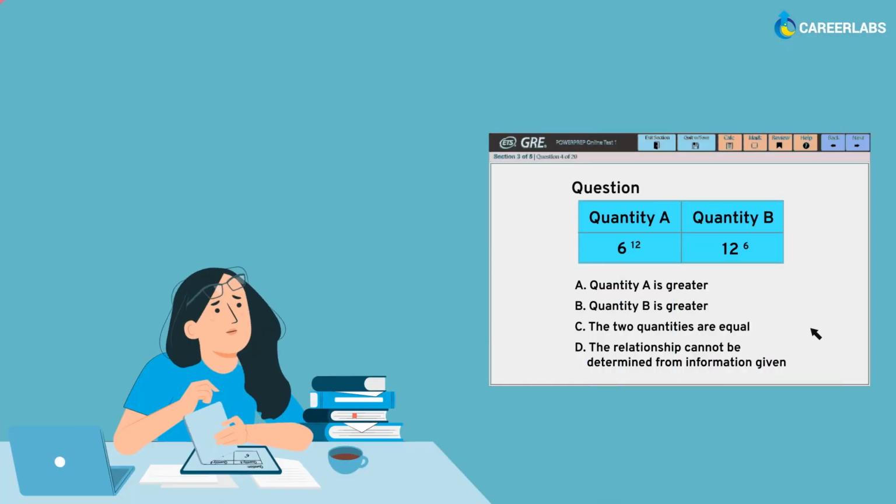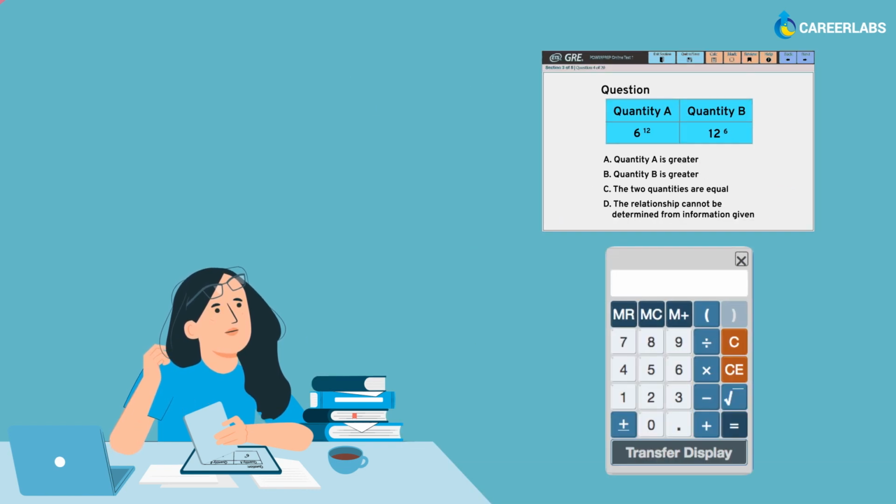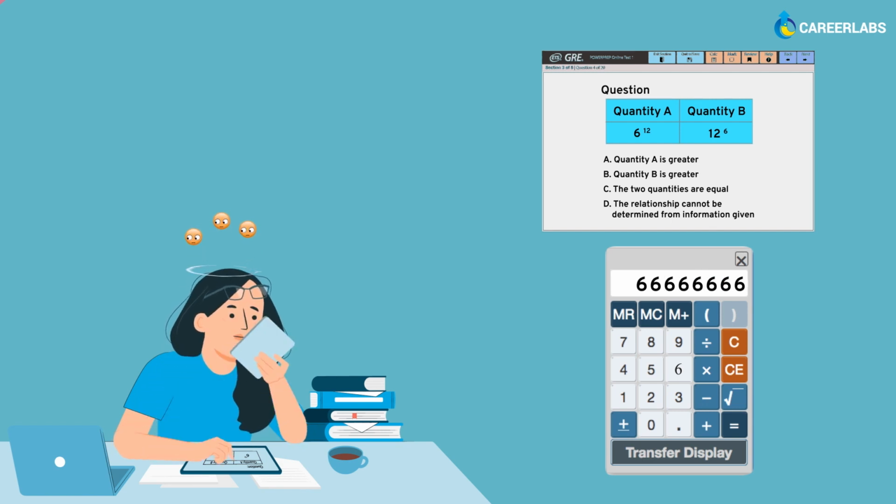Now she notices a calculator icon at the top of the screen and clicks it. She feels excited after seeing the GRE calculator, but when she tries to type 6 12 times, it displays an error message because it can only display 8 digits. What shall I do now is her question.